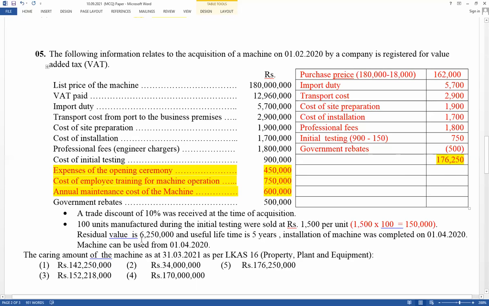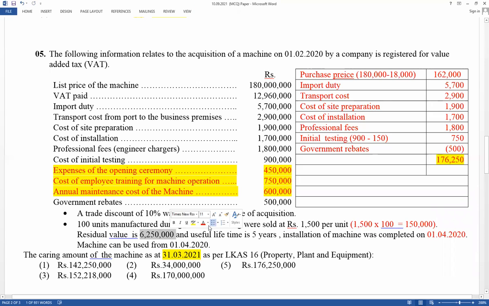Now it has given residual value 6,250 and lifetime also given, 5 years. Think asset purchased at the beginning of the year, 1st April 2020. Our accounting period ends at the end of the year, 31st March 21. Therefore, they ask for carrying amount. Think, carrying amount of this machine they ask. Carrying amount can be calculated as cost minus accumulated depreciation. Therefore, now try to calculate annual depreciation. Annual depreciation equals cost minus residual value divided by useful lifetime.